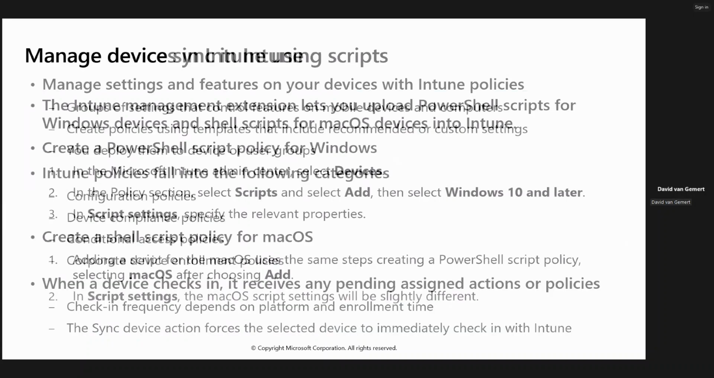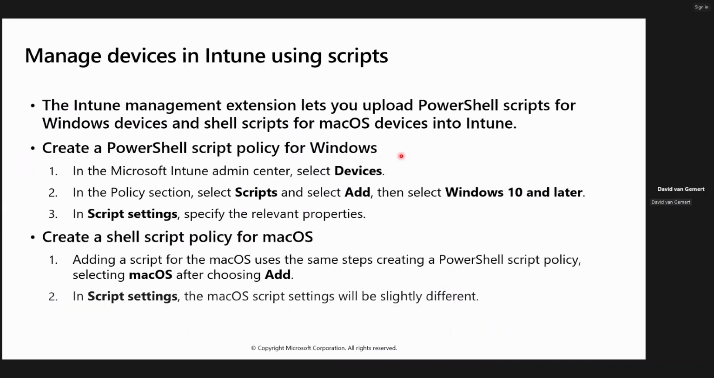Now, the other thing we can do is we can use scripts for Windows devices and macOS devices. So the Intune management extension allows us to upload PowerShell scripts for Windows devices or shell scripts for macOS devices. Go to PowerShell script policy for Windows under our devices section of Microsoft Intune. What we'll do is create the script, wherever it is, test the script, and then we can go through to the policy section, select scripts, add, select Windows 10 and later, and then go through and upload the script that you created. Assign it to whatever devices you want to assign it to, and then monitor your script progress.